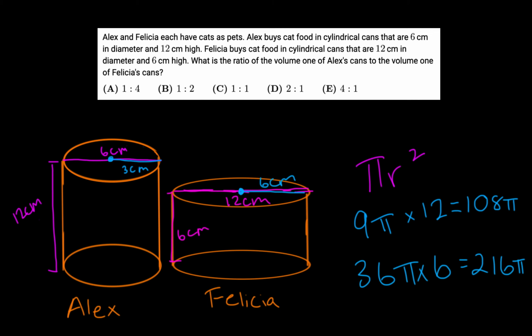Now we're asked to find the ratio of Alex's can to Felicia's can, meaning it has to be 108 pi over 216 pi. Right away we can cancel out the pi's. Next, what I'm noticing right here is that 216 is 2 times 108, so divide both by 108 and you get 1 over 2. And we see that on our AMC 8 question paper, our answer is B.